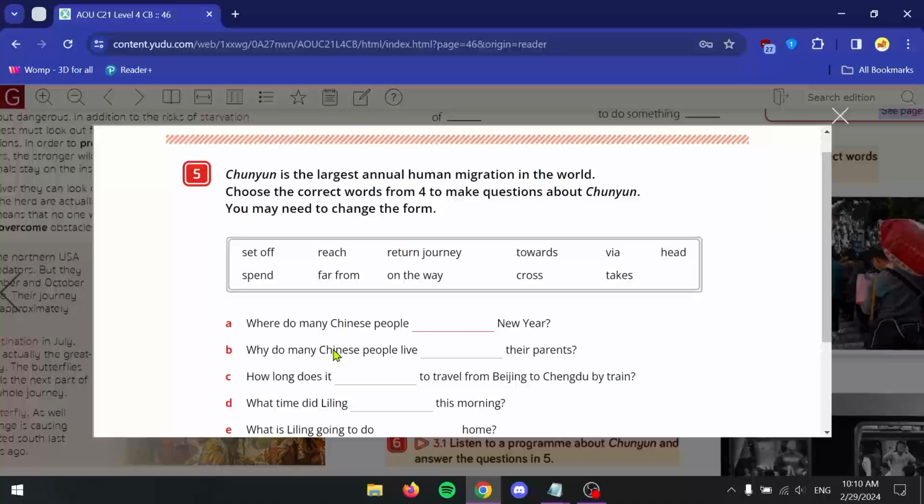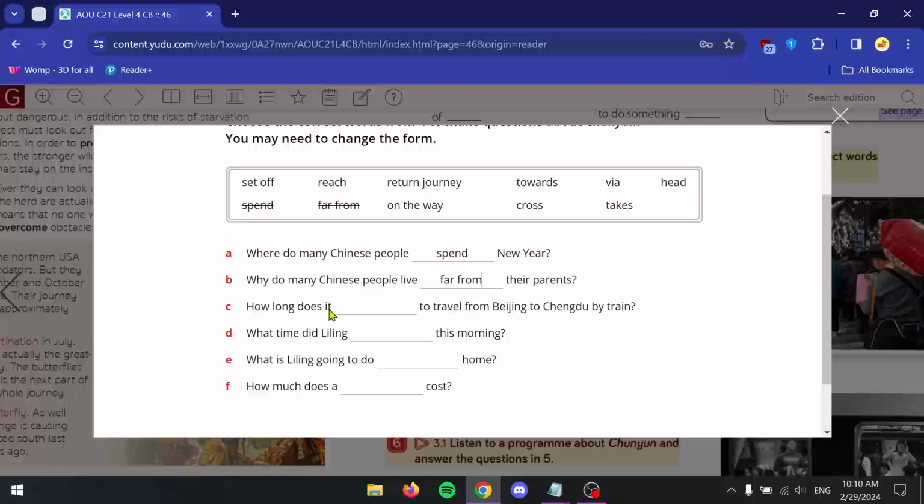Where do many Chinese people, this would be spend. So we'll say spend New Year. Why do many Chinese people live? This will be far from. So far from their parents. C. How long does it dash to travel from Beijing to Chengdu by train? You guys remember this one? That's correct. It'll be take. Get rid of the S. So how long does it take to travel from Beijing?